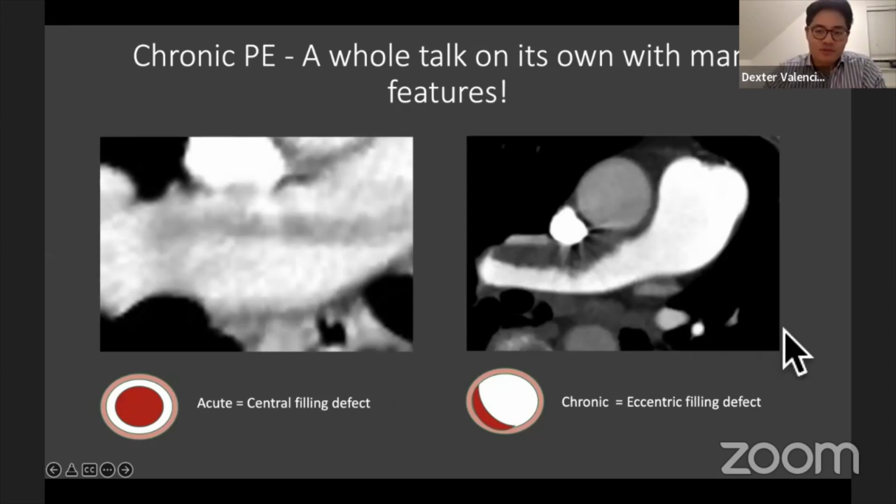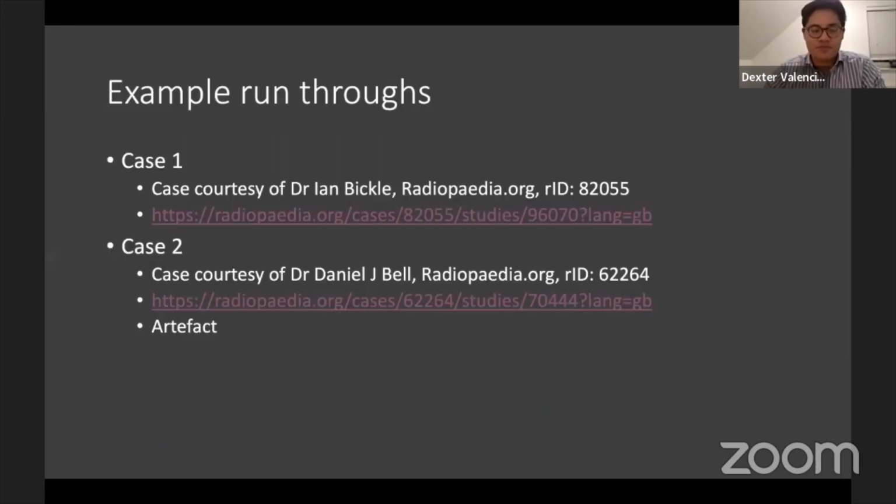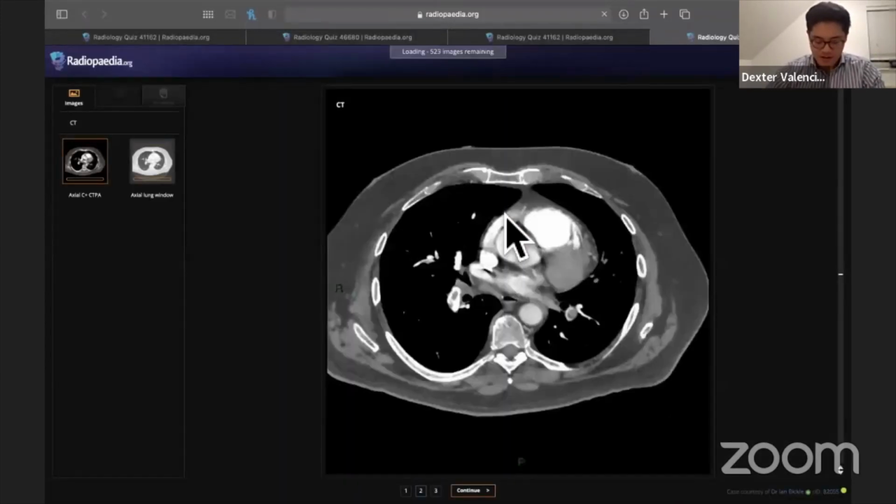This is just one tool that radiologists will use when analyzing these scans to determine the age of this PE. So here in acute PE, it will be central with this nice polo mint sign. In a chronic PE, it tends to be what we call eccentric, to the side, non-central. So that's one way to differ between the two. I'll just go through some examples. Please feel free to ask any questions on the chat function.